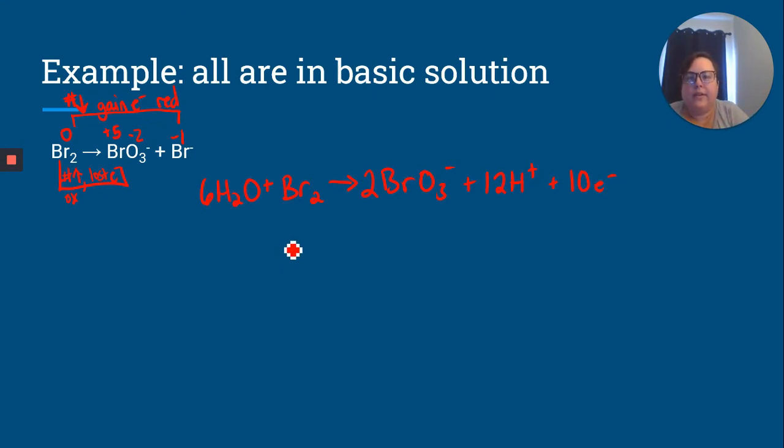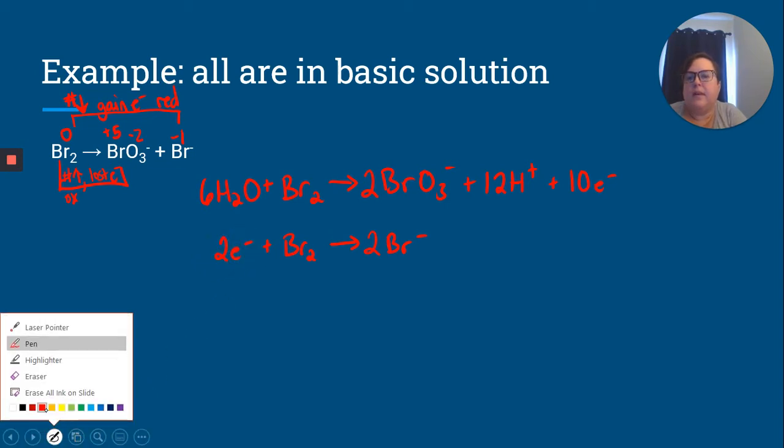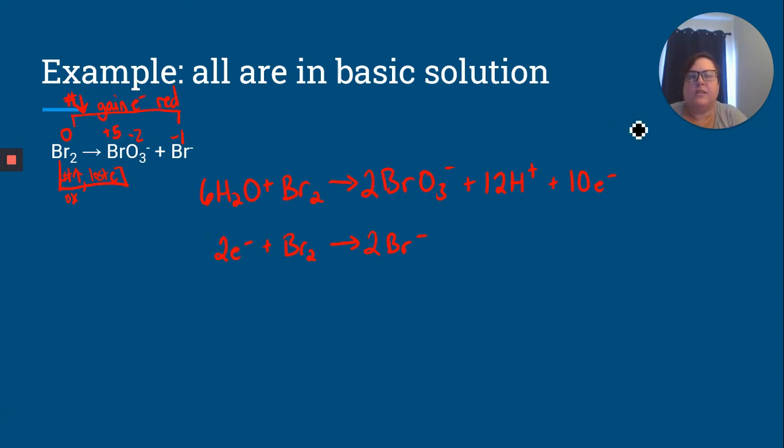Now we're going to do the other half reaction, so Br2 goes to Br-. There's 2 bromines, so we'll need to put a 2 there. That gives us 2 negative, so we're going to need to gain 2 electrons. Now we need to balance our electrons. We've lost 10 but only gained 2, so we're going to multiply this reaction by 5.